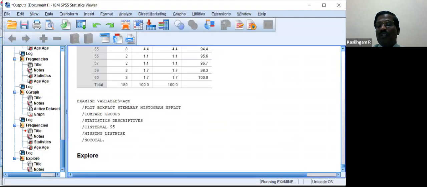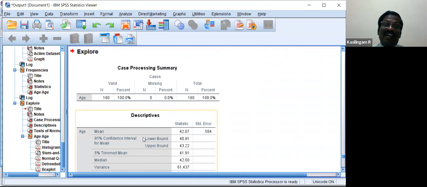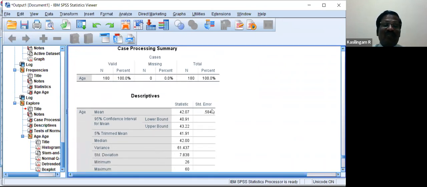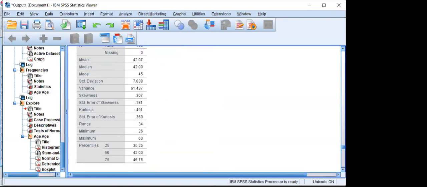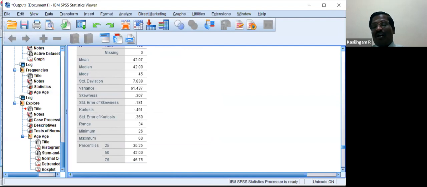Okay, so now I'm going to explain all of this. We have a mean of 42. We have the lower bound, upper bound, 5% trimmed mean, and median 42. We have seen standard deviation 7, minimum 26. Do you remember, these are all the values, madam? Yes, sir, the values. Maximum 60, 26, 34, all of it.